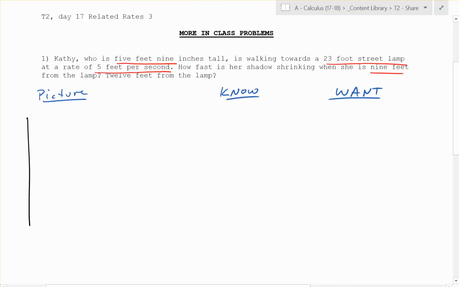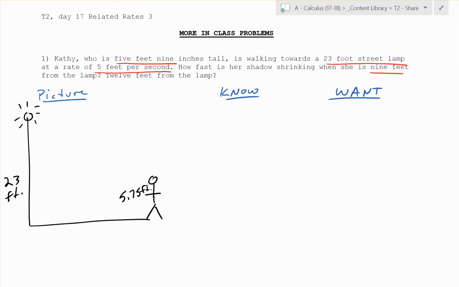Well, our picture is going to look something like this. We have a lamp up here. Yay, you know, you love my pictures. It's 23 feet tall. And Kathy here, and again, my stick figures, as you remember, are really awesome. She's 5 feet 9 inches. That's 5.75 feet. That's important. And the light is going to be shining down. Where's her shadow going to be? Her shadow is going to be right here, that distance.